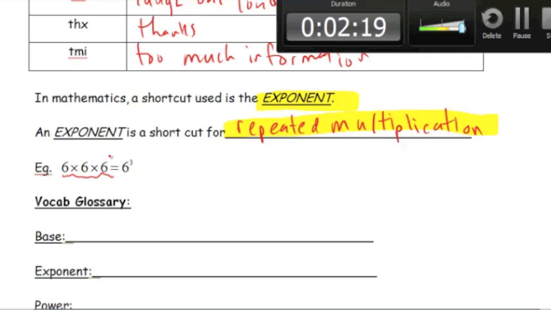Here's a good example. If we have 6 times 6 times 6, if we want to be more efficient with how we write that, we would just write 6 to the power of 3.